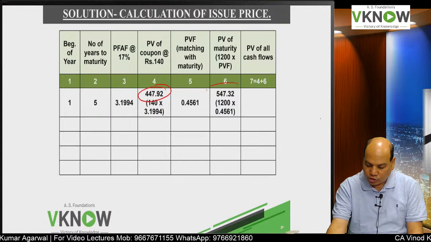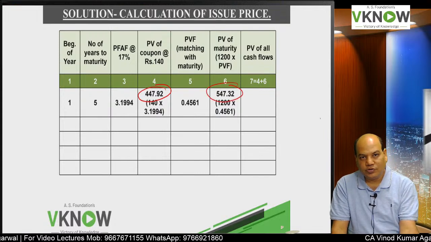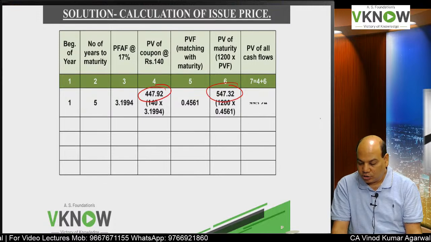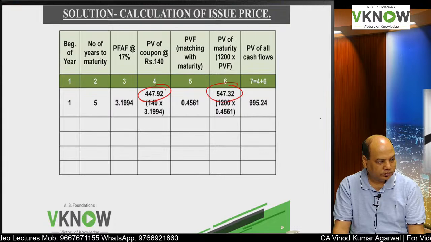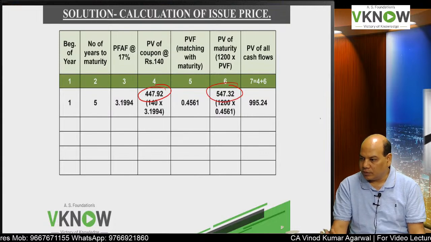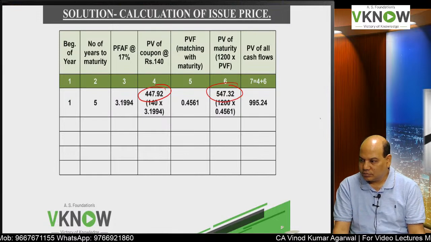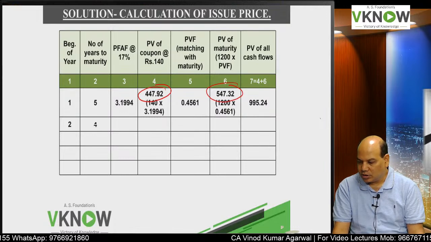So this is like solving a simple question of a 5-year bond in just one line, and that total comes to 995.24. Is that right? Yes. So now tell me, year 2, how many years are remaining?